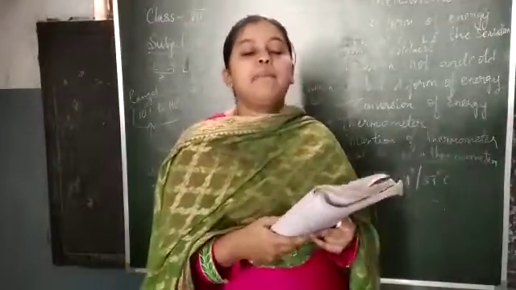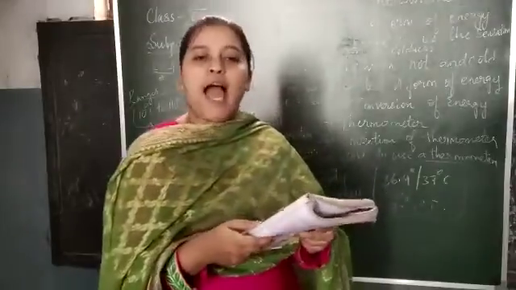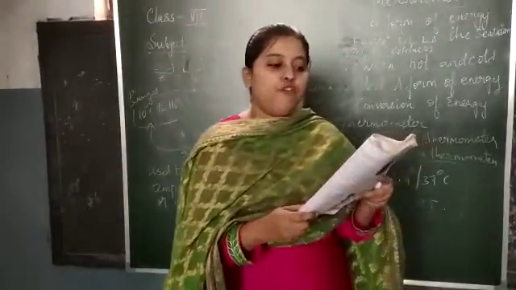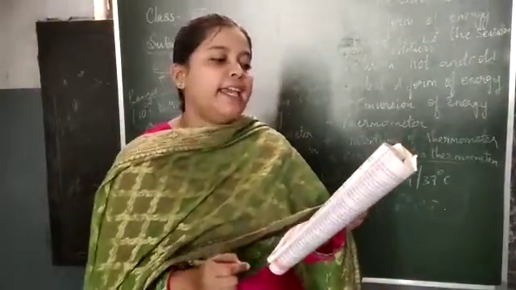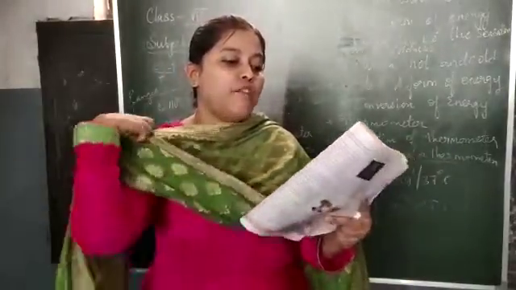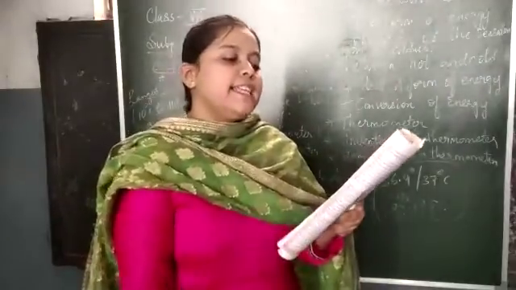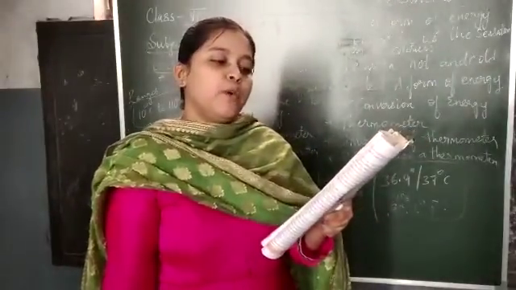Okay, now next coming to properties of mercury, I am just reading from the textbook. Its expansion is uniform, it is opaque and shiny, it does not stick to the sides of the glass tube. It is a good conductor of heat. It is easily available in pure state.